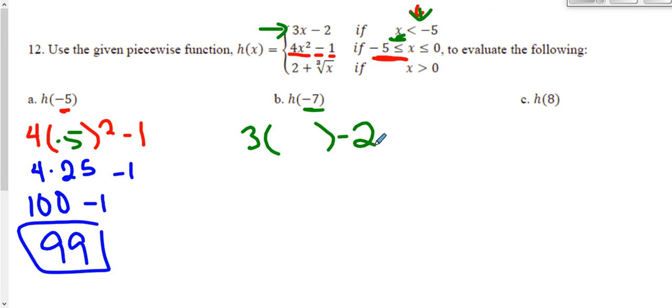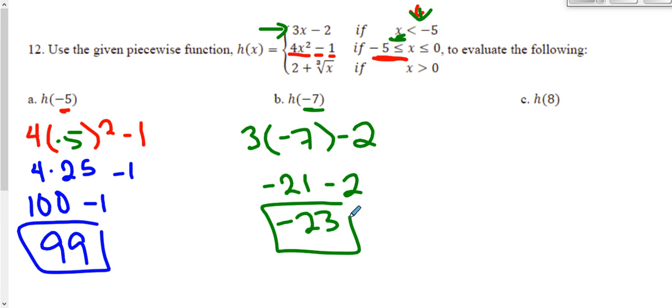3 times x minus 2. And I can plug in the number -7. Let's go ahead and solve this. 3 times -7 is -21 minus 2. I get -23. There's my answer to that portion. Now the last question over here is asking which function cares about the number 8. 8 is not less than -5. It is not between 0 and -5. 8 is greater than 0, which means this function is the only one that cares about the number 8.